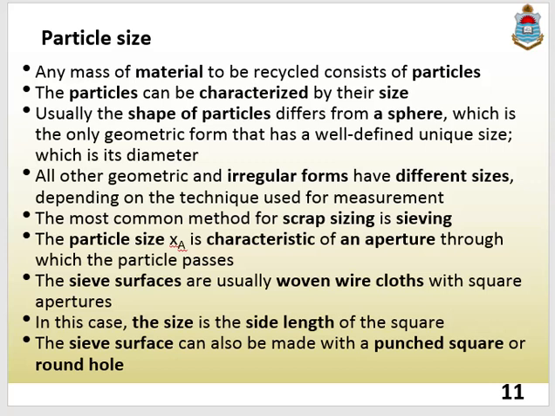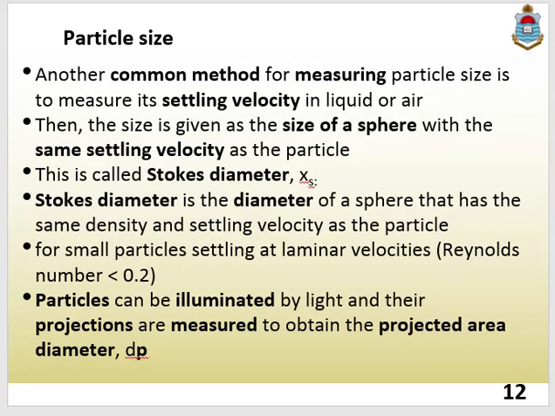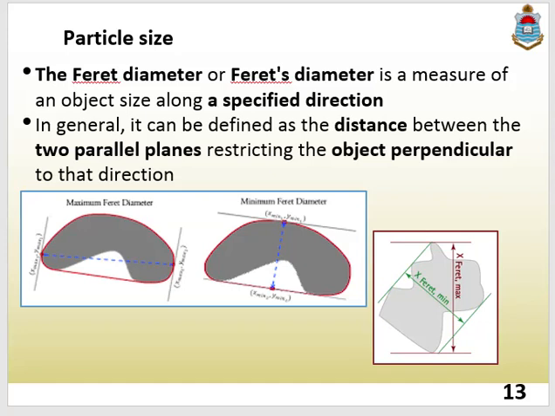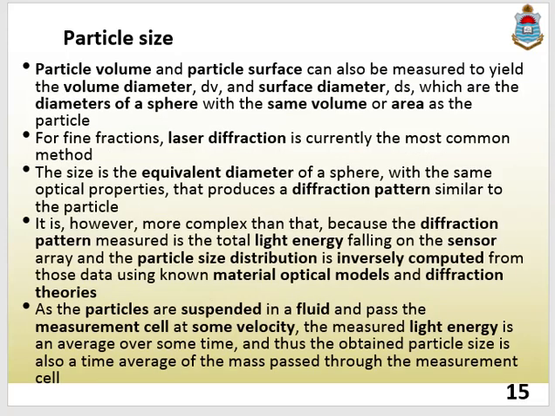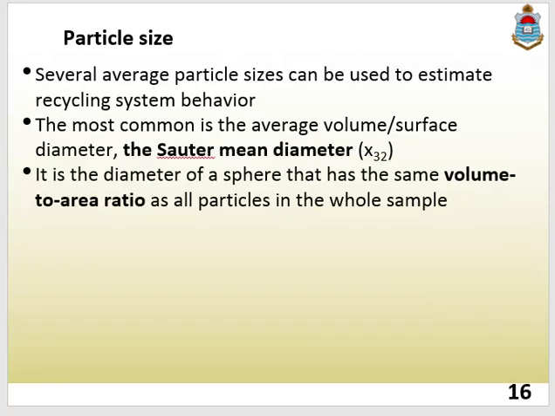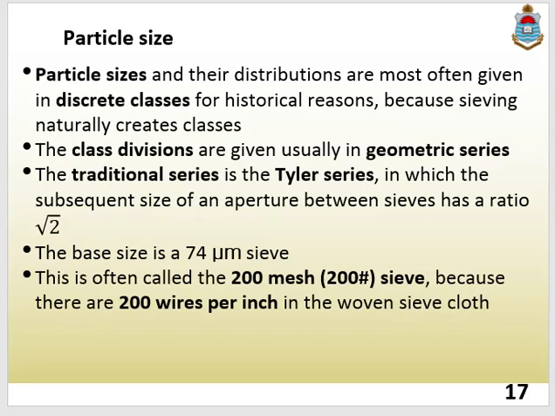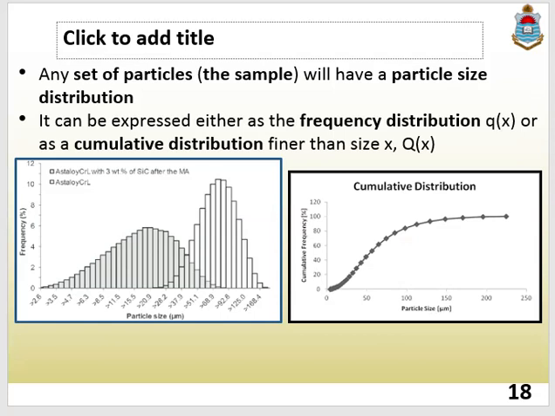And then in the whole discussion we saw the most important thing which kept coming was the particle size. So we discussed various particle sizes and how they are measured, for example the Feret diameter and then Martin's diameter, and also we discussed the Sauter mean diameter, and then we discussed the distribution.